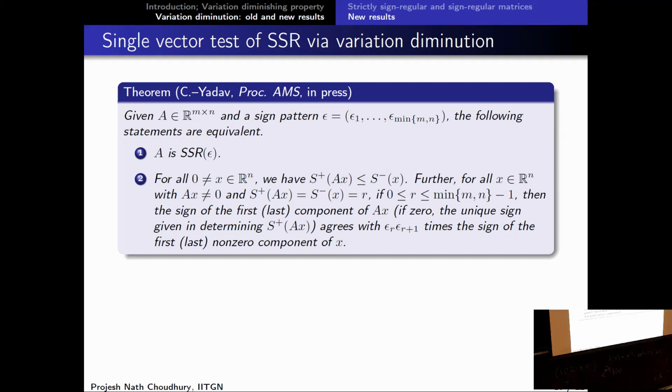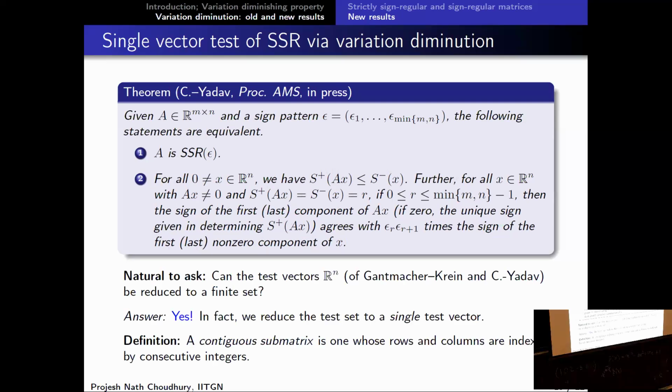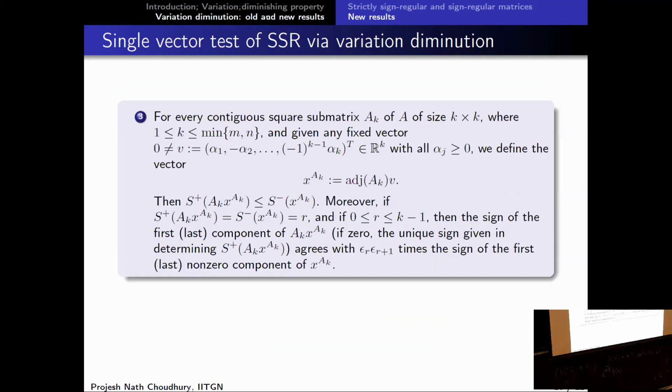Now, if you look at the second statement, or all other statements of variation diminution, the set of test vectors is an uncountable set, because this statement is true for all x. So now the question is, can we reduce it to a countable one, or even better, a finite set? We are also able to do this, and for this I think I already defined the contiguous submatrix definition. So these two statements are further equivalent to the following one.